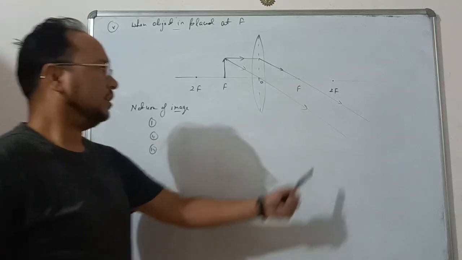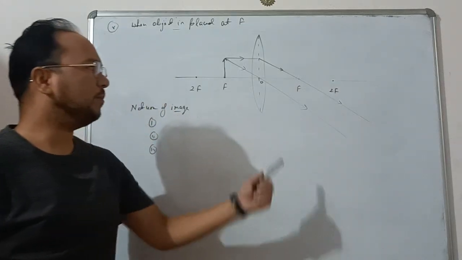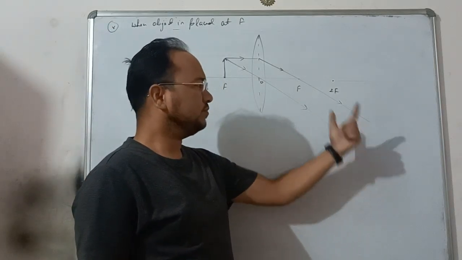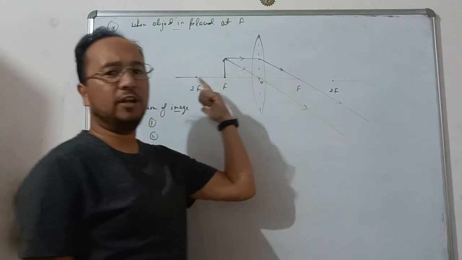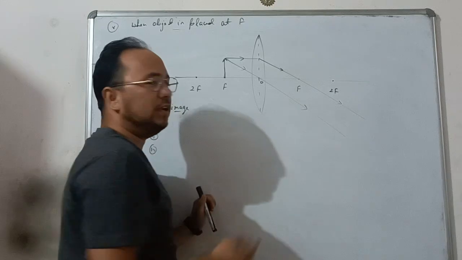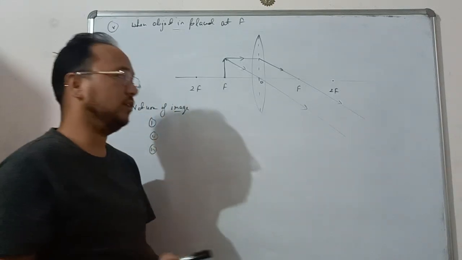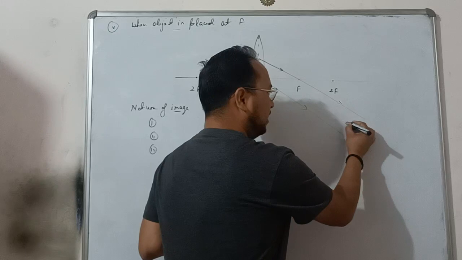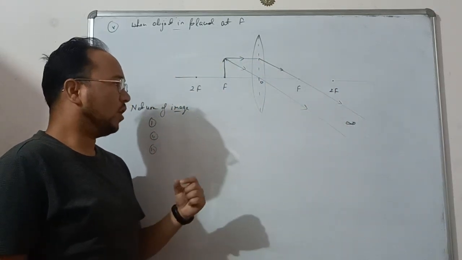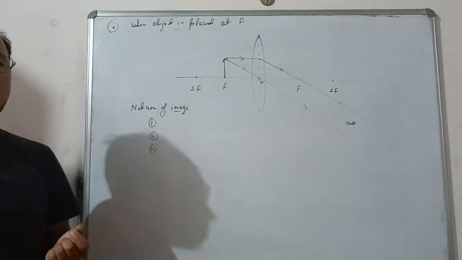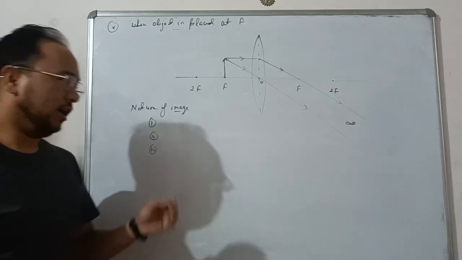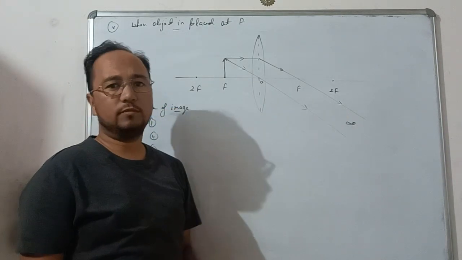Now you can see that these two refracted rays are parallel to each other, so they never intersect each other in front of the lens or behind the lens. So we can say these rays are meeting virtually at infinity. We will assume that these rays meet exactly at infinity. If these rays meet at infinity, the image will also be formed at infinity. The nature of image will be real and inverted, and the size will be highly magnified.